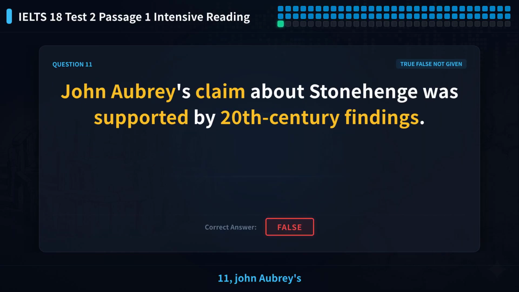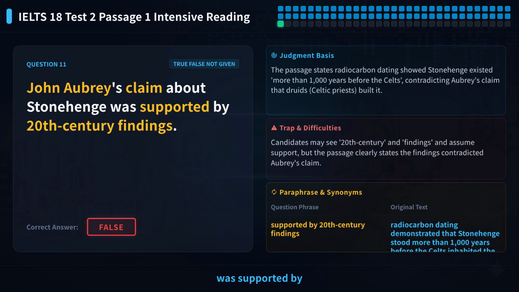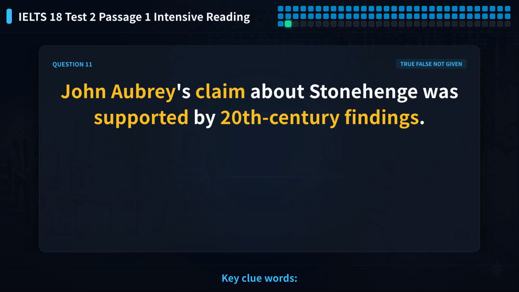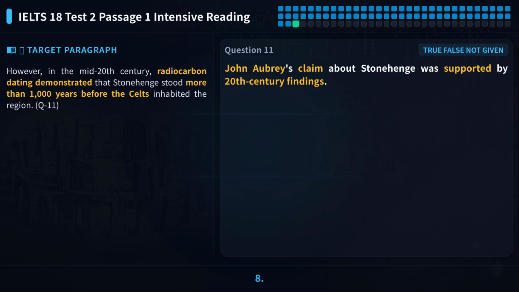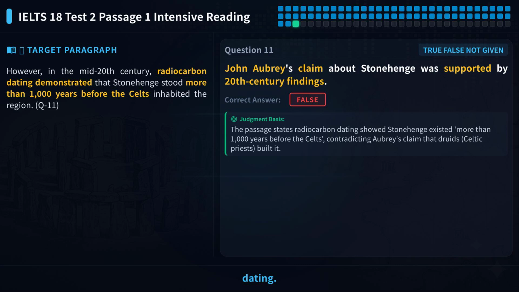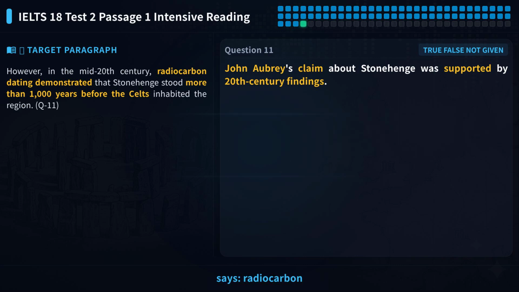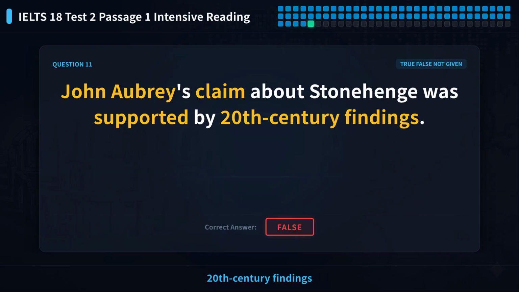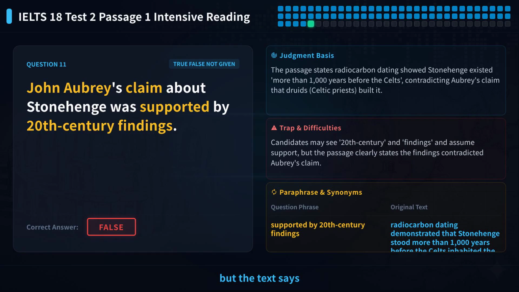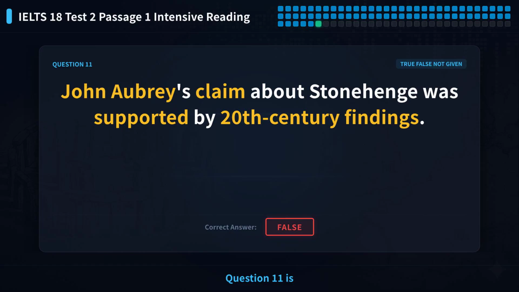Let's look at question 11. John Aubrey's claim about Stonehenge was supported by 20th century findings. Key clue words: "supported by 20th century findings." Locate paragraph 8. Scan for the landmark word, radiocarbon dating. The original text says, "radiocarbon dating demonstrated that Stonehenge stood more than 1,000 years before the Celts inhabited the region." The statement says 20th century findings supported Aubrey, but the text says radiocarbon dating showed Stonehenge was over 1,000 years older than the Celts, directly disproving Aubrey. This is an opposite replacement. So the answer to question 11 is false.